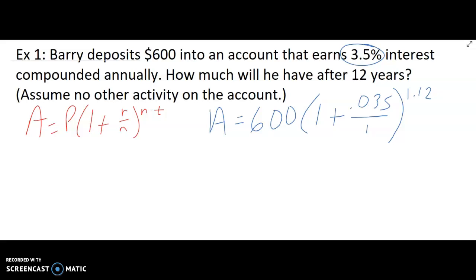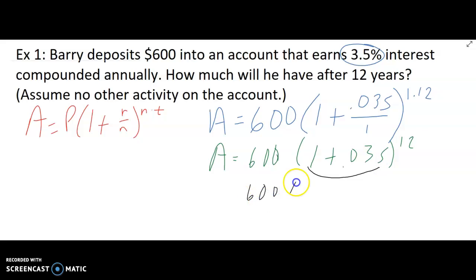Now, I'm going to go ahead and simplify this before we start talking about calculator business. So A is 600 times 1 plus 0.035 raised to the 12th power. You have to remember to do order of operations. They're a thing, and they matter. So we go inside the parentheses first: 600 times 1.035 raised to the 12th power. Now, you're going to do the exponent.